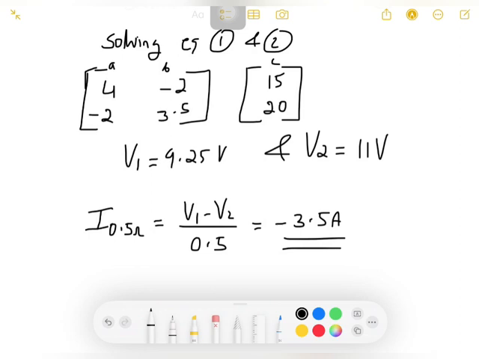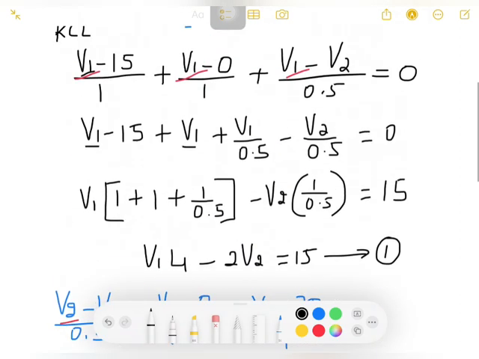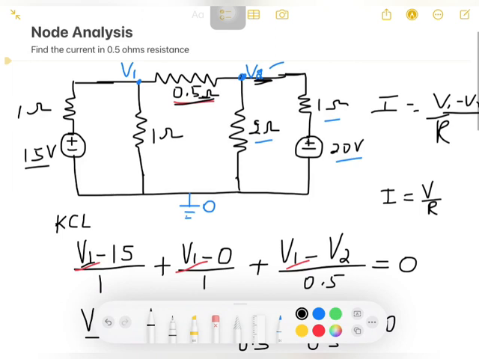So this is the solution for the problem using node analysis. Hope you got this concept. Okay. Thank you.